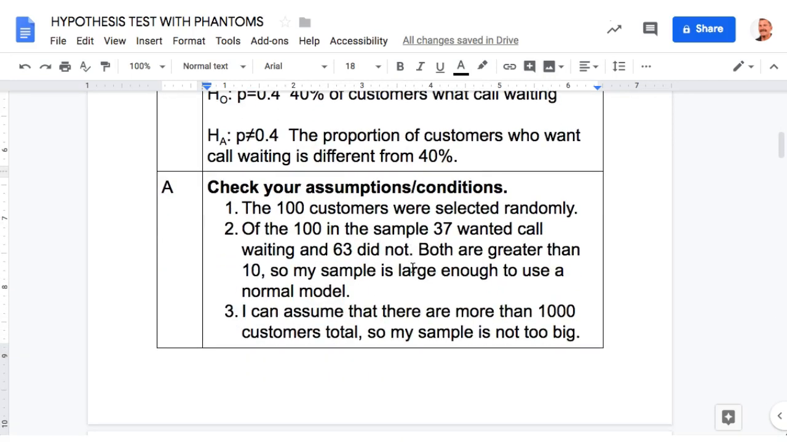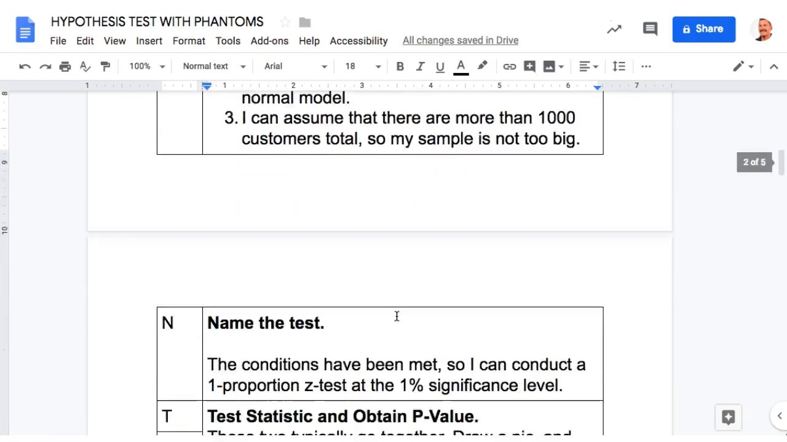Then check your assumptions and conditions in context. We've been doing this for quite a while now. The 100 customers were selected randomly. Of the 100 in the sample, 37 wanted call waiting and 63 did not. And both are greater than 10, so my sample is large enough to use a normal model, and I can safely assume that there are more than 1,000 customers total, so my sample is not too big.